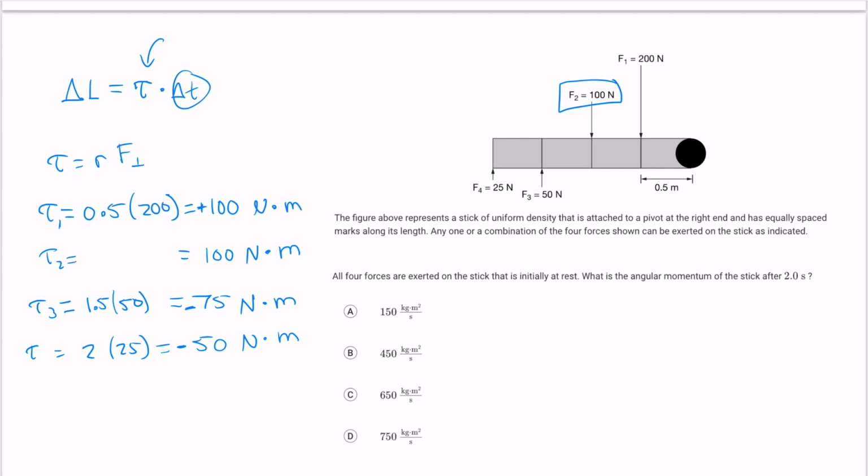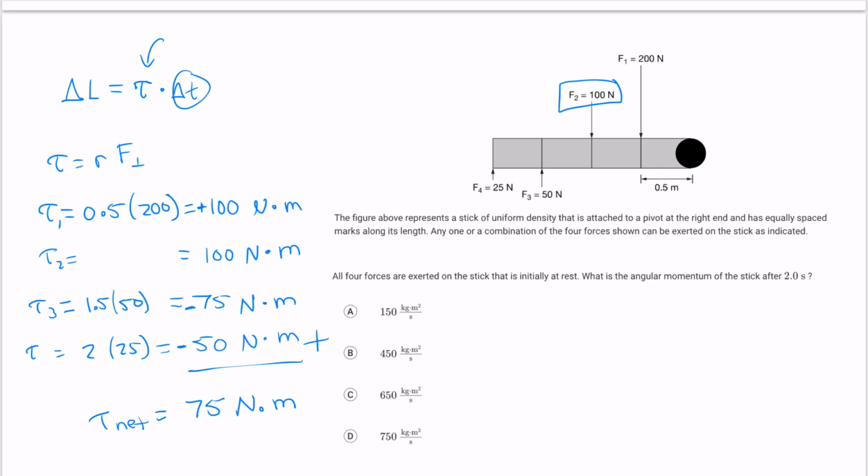Good. So if we go ahead and just add these together, we have 200 minus 75 minus 50. So 200 minus 75 is 125, minus 50 is 75. So we end up with a positive 75 Newton meter net torque. All right. So this is our net torque, our torque net. It's the sum of all the torques acting on this lever arm.